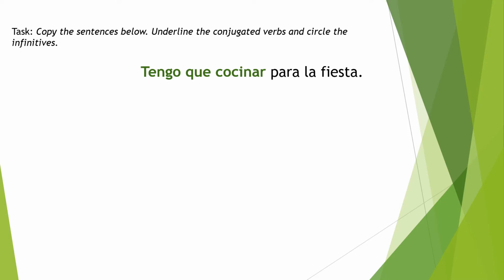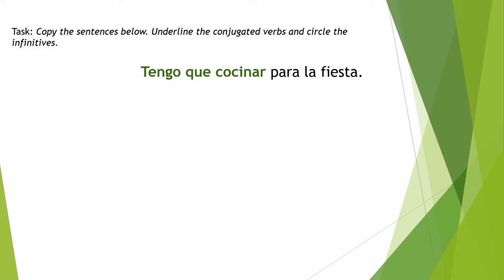All right, so the first one is tengo que cocinar para la fiesta. One hint as you're doing this task is that the green bolded part of the sentence that you're copying is the part of the sentence that has the conjugated verb and the infinitive. So if you find yourself trying to circle something that is not green or bolded, then you are not on the right track. Again, the concept of something conjugated is not new. That should be a review for you. And you're going to see a pattern as you go through these.